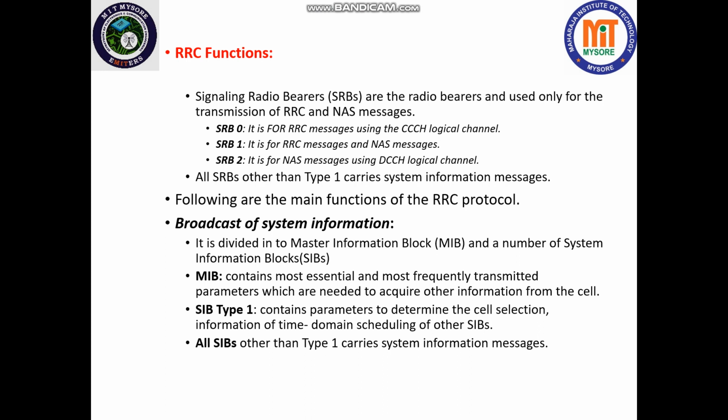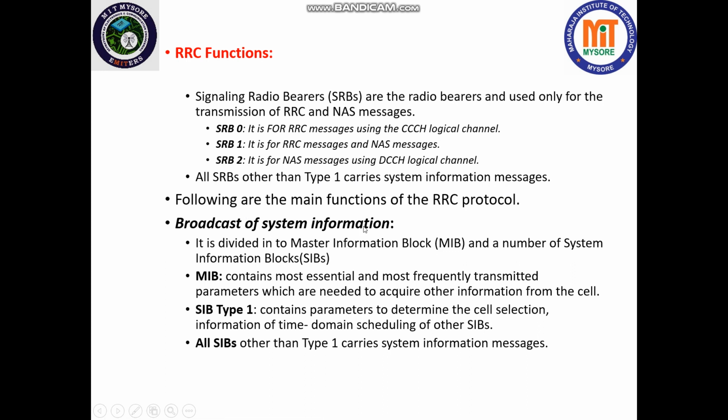SRB2 has a lower priority than SRB1 and is always configured by the E-UTRAN after security activation. This is all about the SRBs in LTE. And all the SRBs other than type 1 carry system information messages.